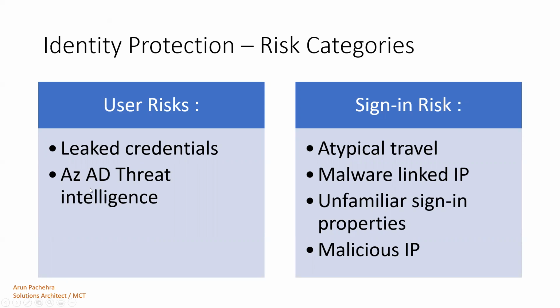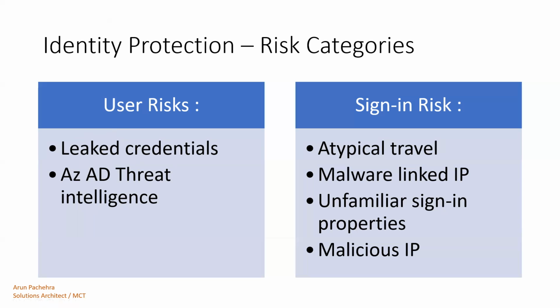Another example is Azure AD Threat Intelligence. This detects unusual user sign-in activity that is either not consistent with the user's normal sign-in behavior or that is consistent with known attack patterns identified by Microsoft Threat Intelligence sources. So these two you can see are the user risk categories.